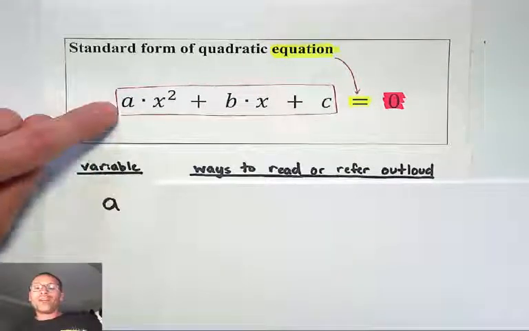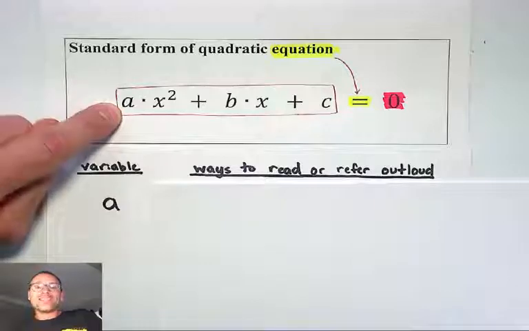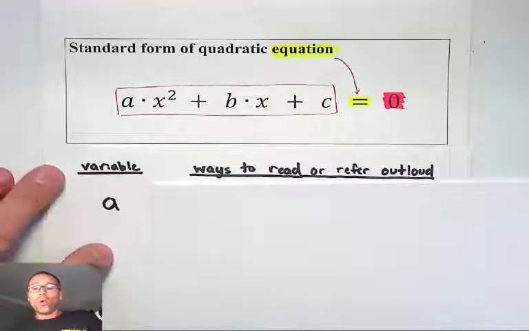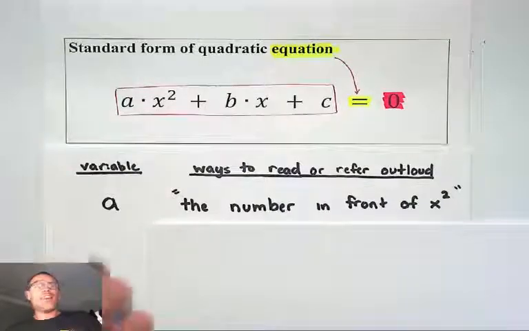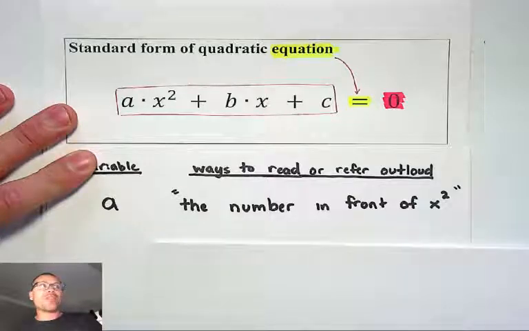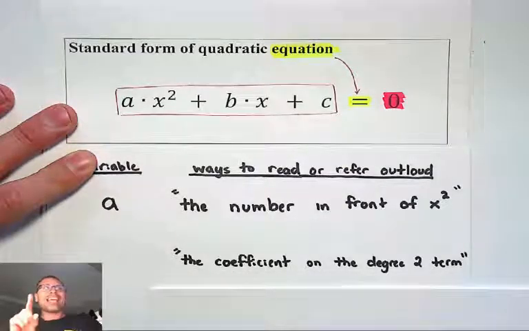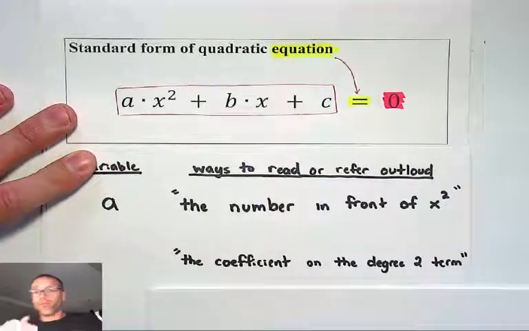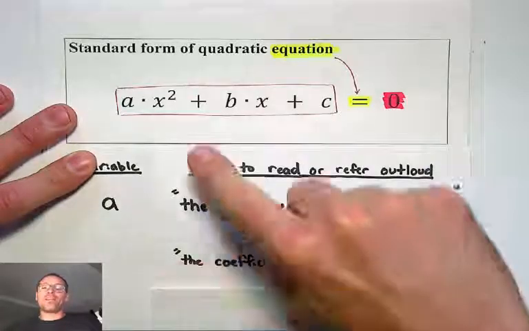We'll start with the term that slaps us in the face first when we're reading this thing, ax squared. The a right there, that variable, we can read that out loud as the number in front of the x squared. If we want to get our nerdy math voice on, we could also say, this is the coefficient on the degree 2 term. Got to say it like that too, to rock out the nerd inside of you.